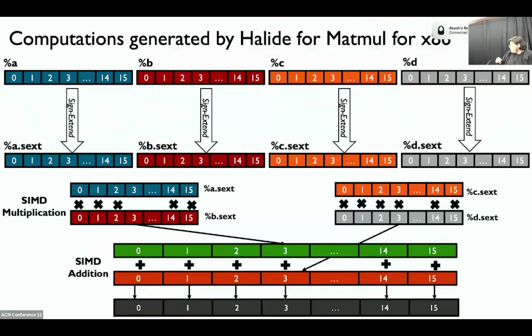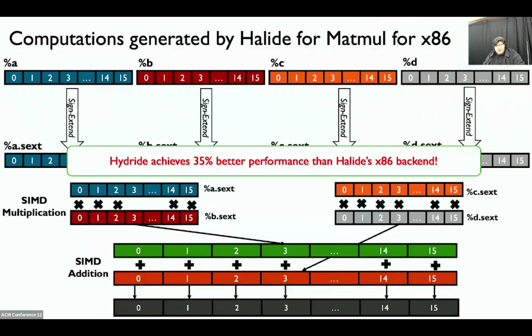Whereas Halide only manages to generate simple SIMD multiplication and addition instructions. And just by selecting a good sequence of instructions, Hydride is able to get 35% better performance than Halide's x86 backend.